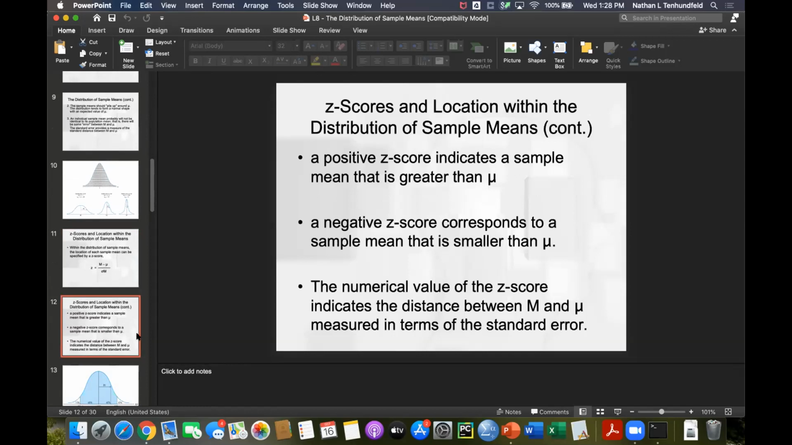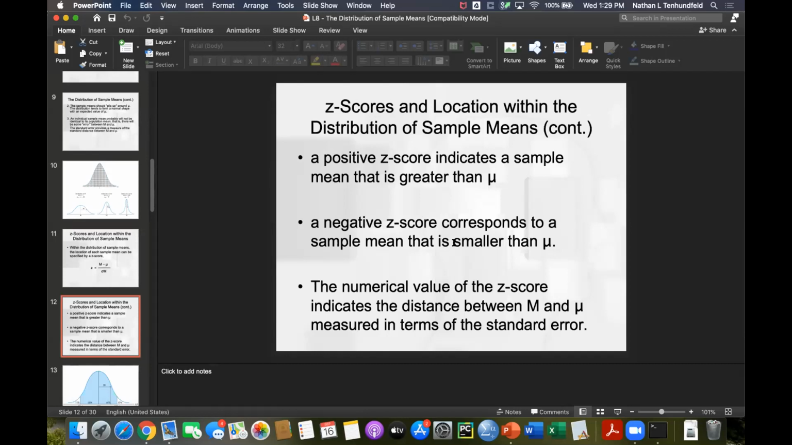So as with z-scores before, a positive z-score indicates that the sample mean is greater than the population mean. A negative z-score means that the sample mean is smaller than the population mean. And that numerical value of the z-score indicates how far away from the population mean the sample mean is. Again, measured in terms of standard error, right?